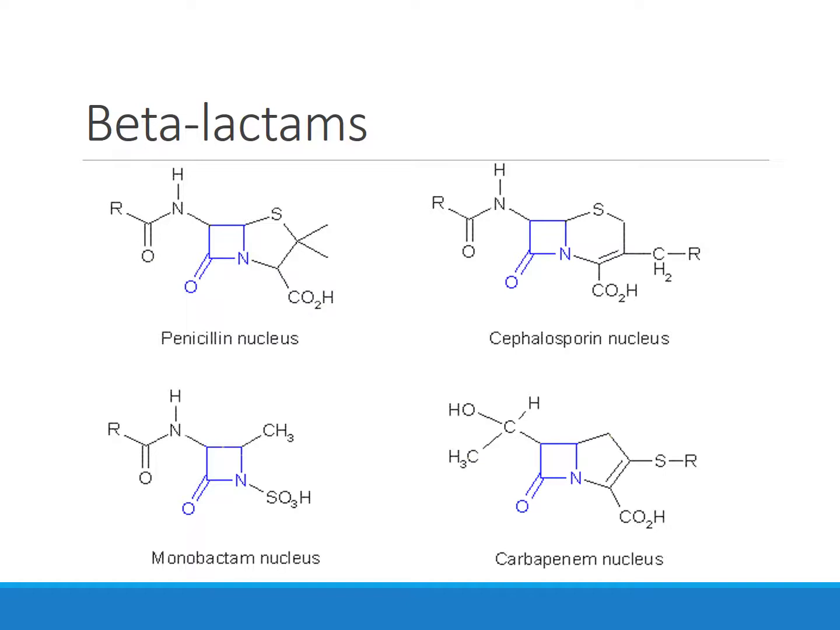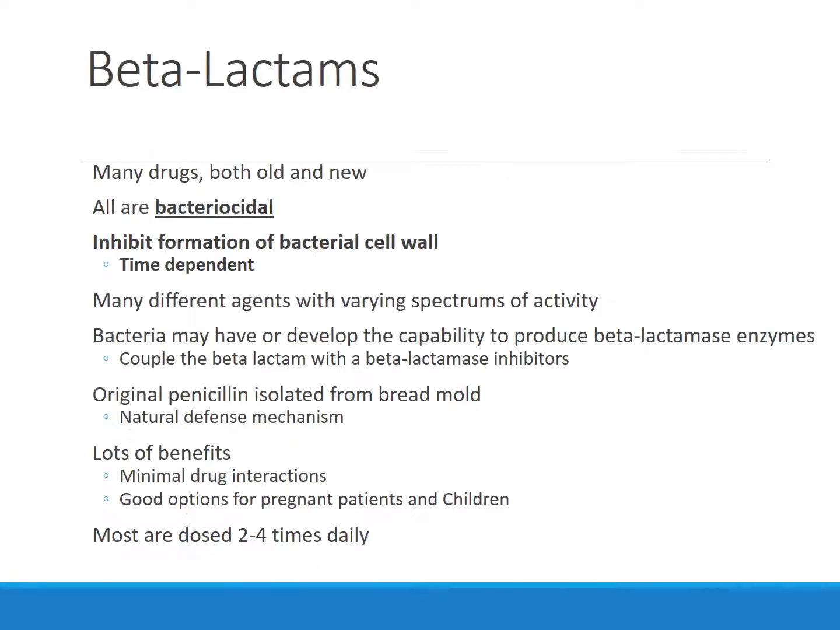So for example, cephalosporin may have a more complicated R group. Some other ones may have more simple R groups. But this is the basic structure behind how they work, and they're all related to a certain degree. So there's a lot of drugs that are classified as beta-lactams.